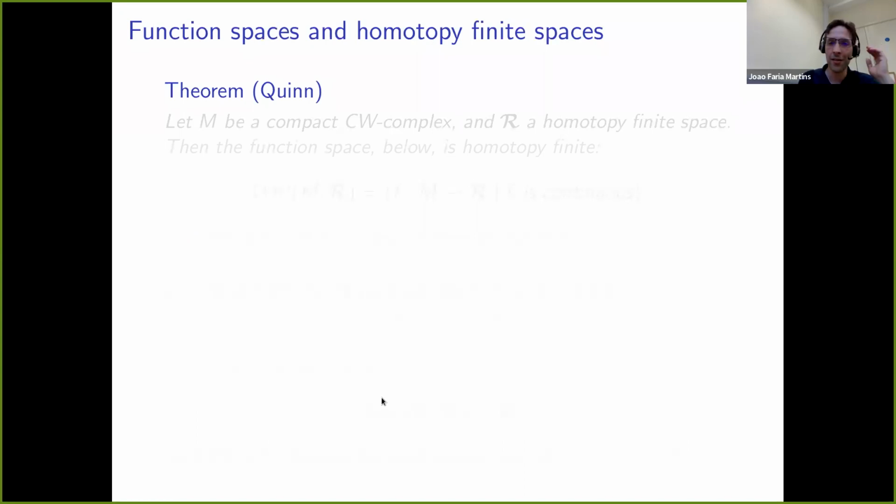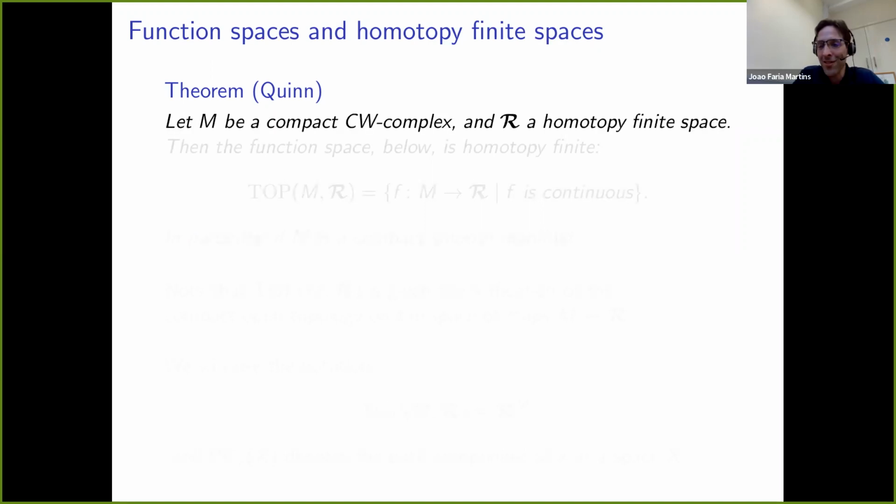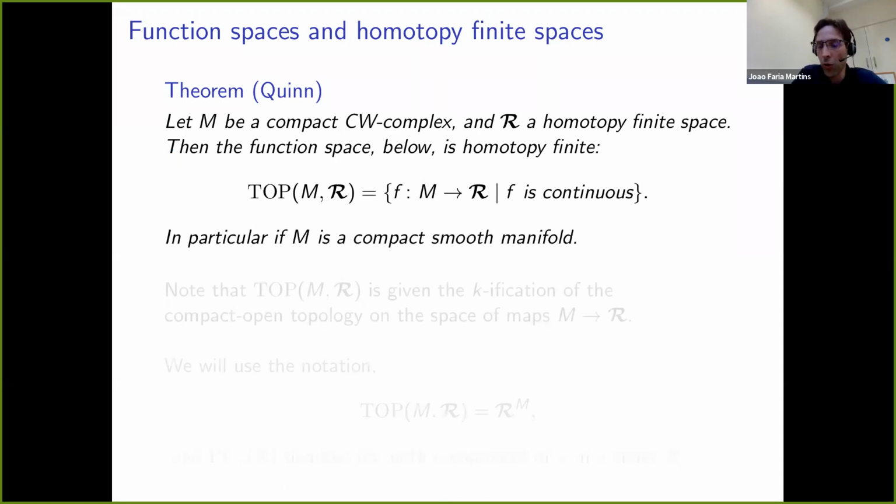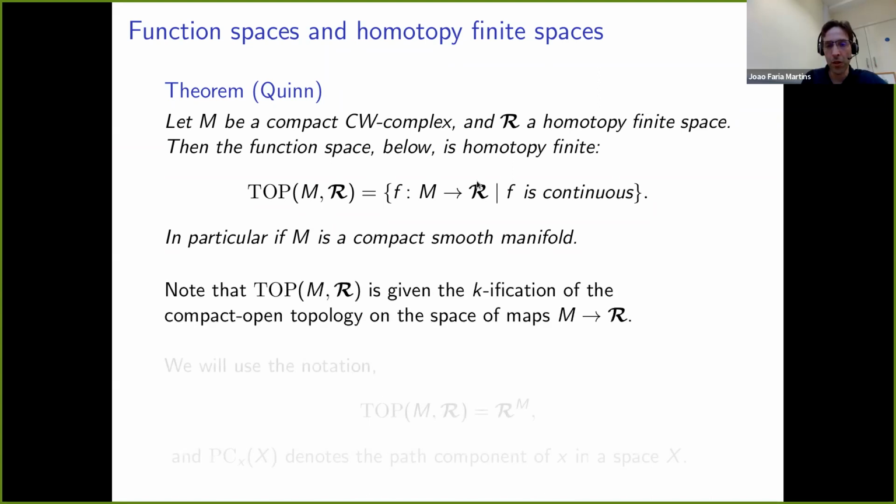Right, so let's explain this. I still can't explain what Quinn's finite total homotopy TQFT is. There's still something else I need to say, which is the following fact. If M is a compact CW complex and R is a homotopy finite space, then the function space, the set of all functions from M to R with the compact-open topology, is actually going to be a homotopy finite space. In particular, if M is a compact smooth manifold and R is a homotopy finite space, then the space of functions from M to R is homotopy finite, and therefore you can compute its homotopy content.